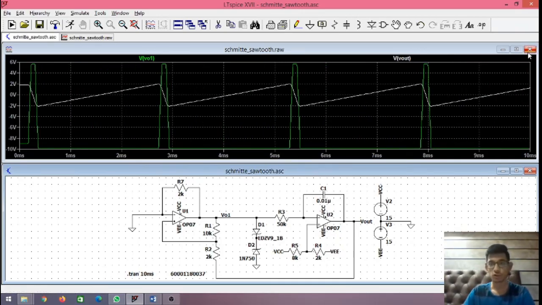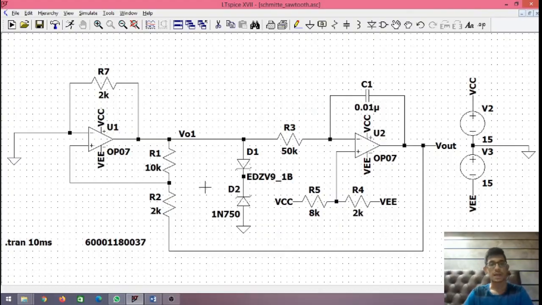So this was the sawtooth wave generation, and experiment number 7 for the DLIC subject. Thank you.